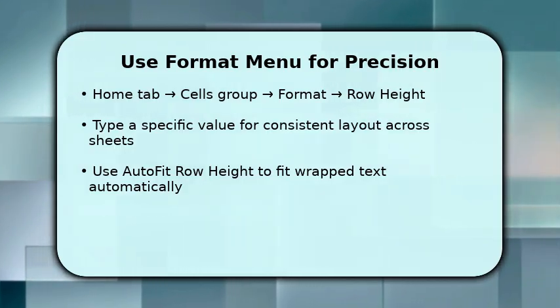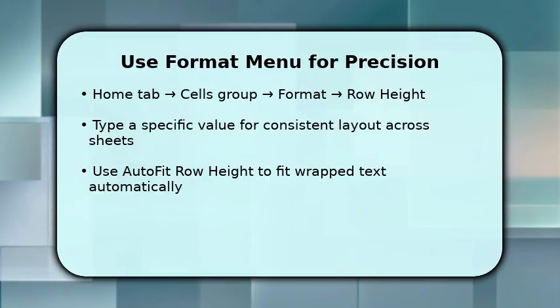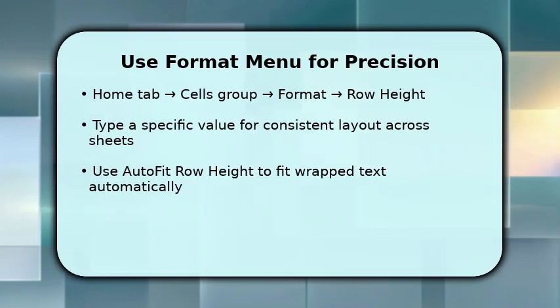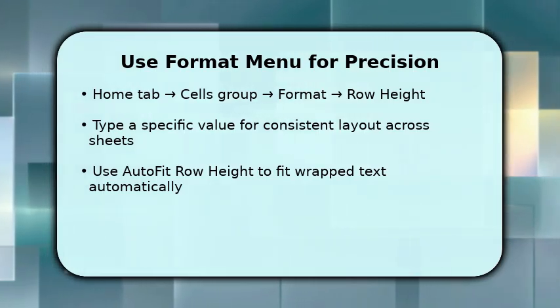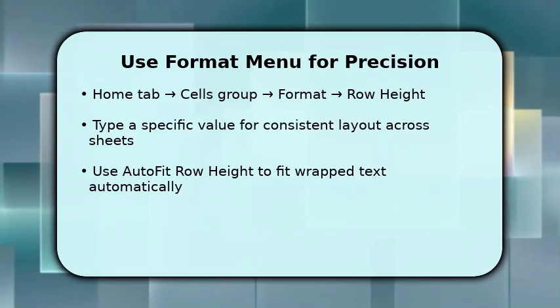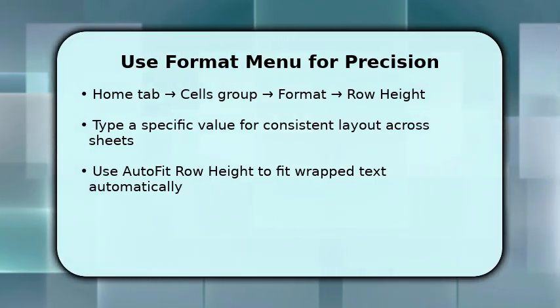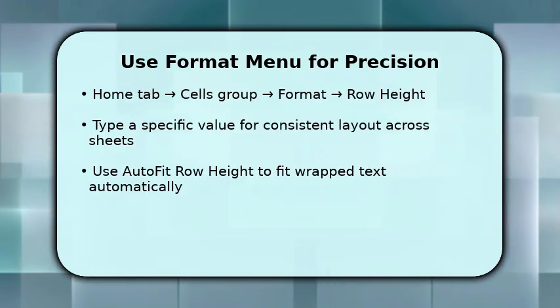If content varies and you want automatic sizing, use Auto Fit Row Height instead. Select all rows first and then choose Auto Fit. This adjusts rows based on content. Make sure to test on a small range first so you know how Auto Fit interacts with wrapped text and merged cells, which can behave differently.